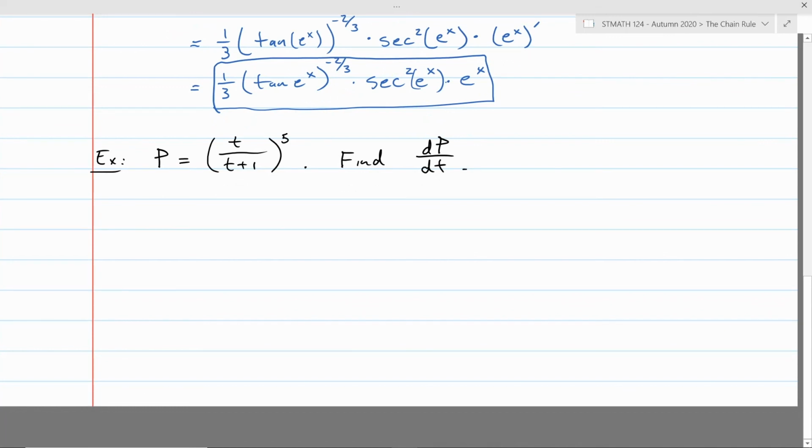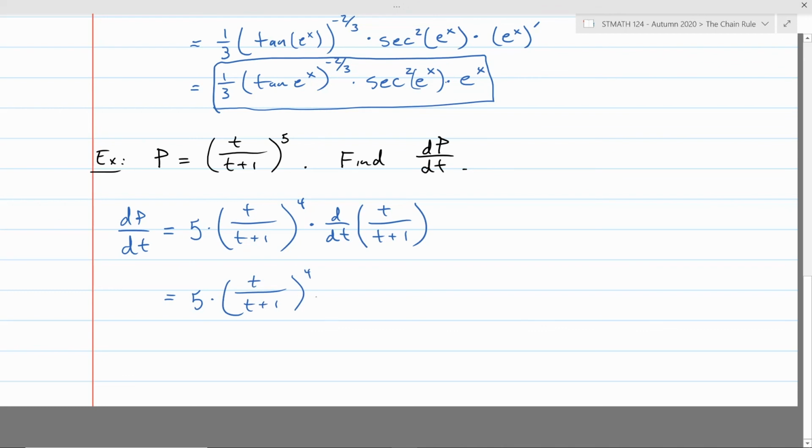We understand that the independent variable here is t, and so we still just do what we did before. If I want to do dp dt, I differentiate the outside function. Well, the outside function is raising something to the fifth power, so that would be 5 times whatever's on the inside raised to the fourth. But now we have to multiply times the derivative with respect to t of the inside stuff, which was t over t plus 1. And then to do that derivative, we can do the quotient rule.